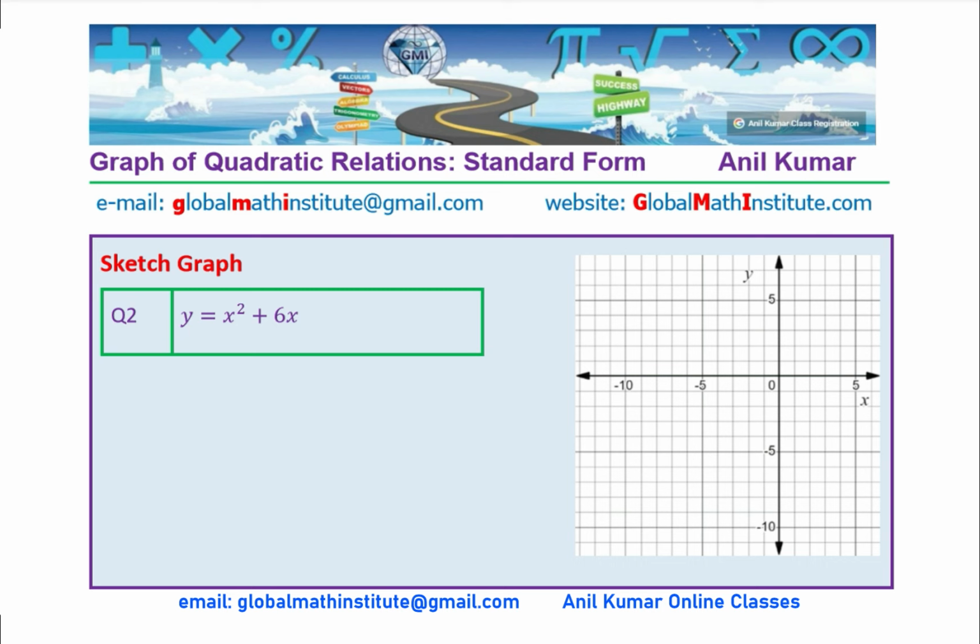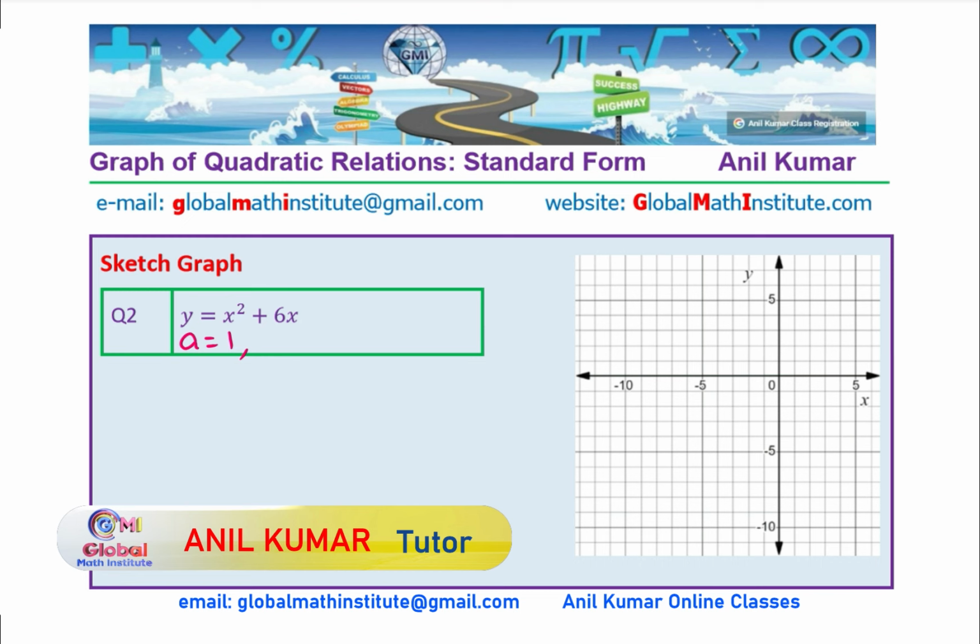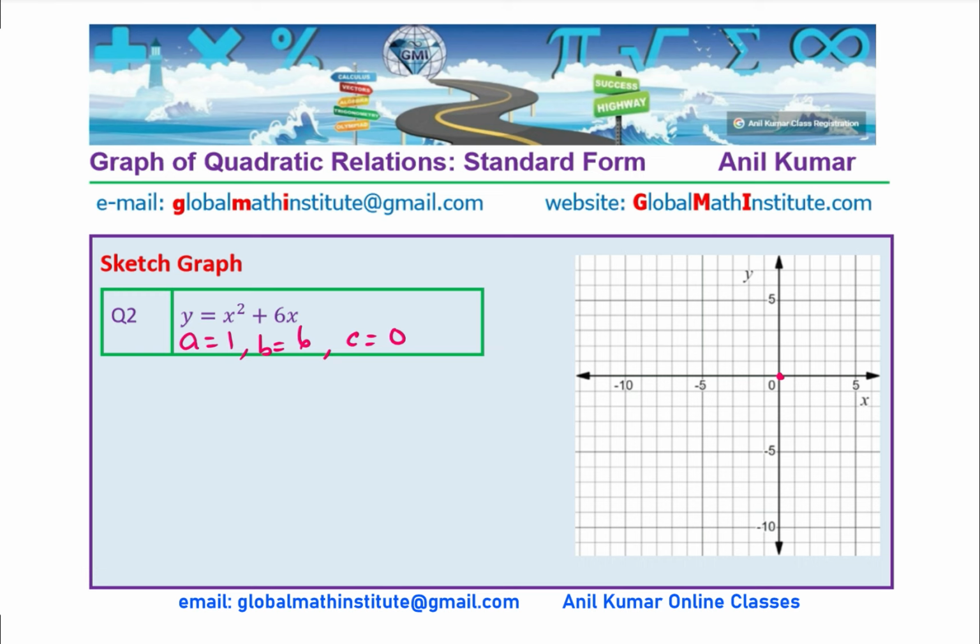And now, can you tell me? The equation is y equals x squared plus 6x. So what is the value of a? The value of a is 1, b is 6, and the constant c is 0. That really means that our y-intercept will be at 0, right? First thing we should always calculate is the vertex axis.